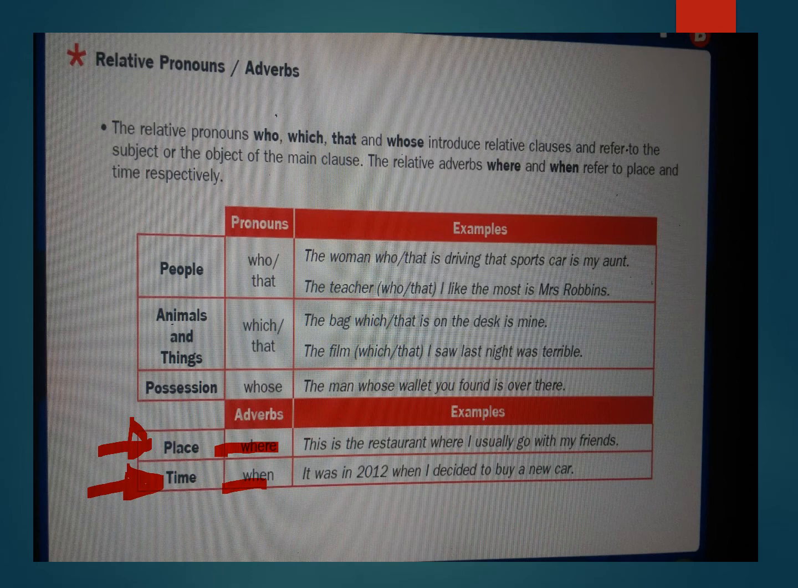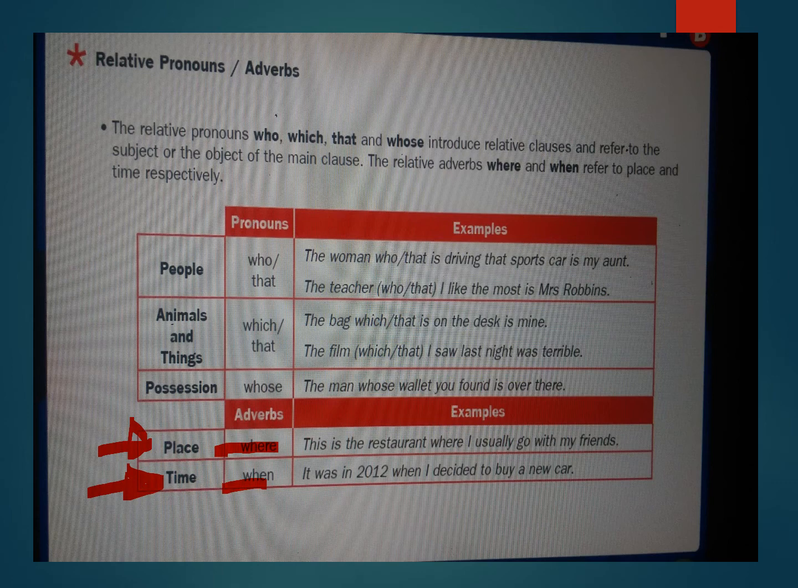If I own something, like I have my car, what relative pronoun do we use? Whose? Okay, Omar. We use whose. Read the sentence. The man whose wallet you found is over there. Whose wallet? Because this is the wallet of the man, the man's wallet. So here you use whose. Don't use who or that because this is possession. Okay? And next we move to the place and time.